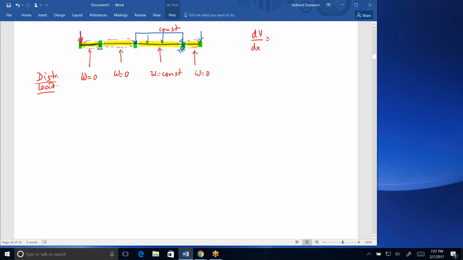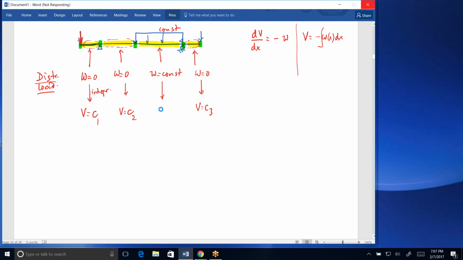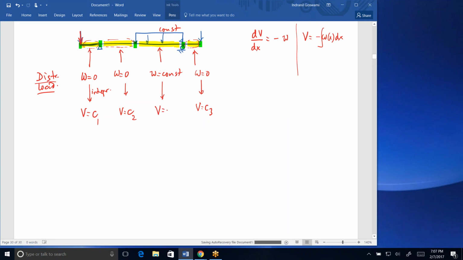Now, dV/dx is minus w, w being the distributed load, V being the shear. So the derivative of the shear is equal to the distributed load. Right? Another way of looking at it is the shear is basically the integral of the w. So whenever you have a load function that is 0, you integrate it, your shear function will be a constant. Different constants, C1, C2, etc., but shear will be a constant. But then if your load function is a constant, you integrate C, you get Cx plus D, right? So the shear function here will be linear.